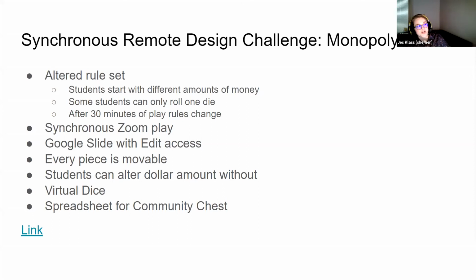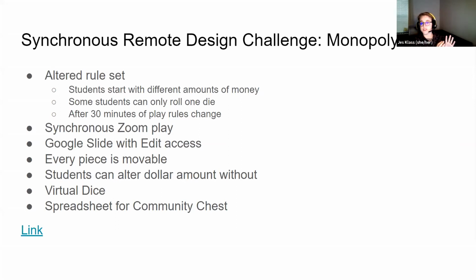I named this the Synchronous Remote Design Challenge Monopoly because what this instructor had been doing in a health disparities class was using the game of Monopoly to demonstrate economic disparities' impact on healthcare and on people throughout their lives. And this instructor built a brilliant activity where she broke the system of Monopoly. So she changes the rule set not only to begin with.